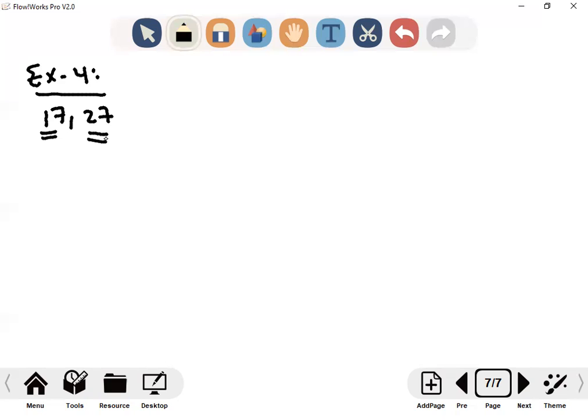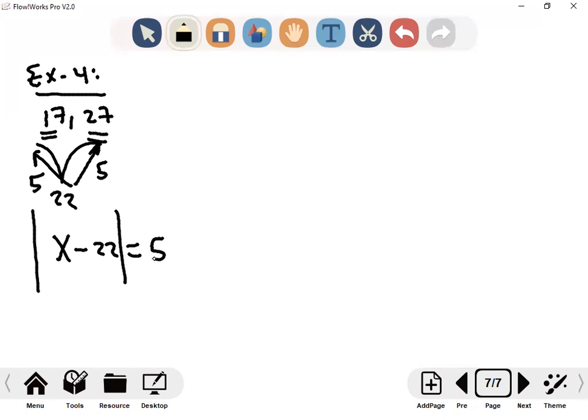Yeah, I want the middle number between 17 and 27. To know the middle number between two numbers, add them and divide on 2. If you add and divide on 2, the middle number is how much? Now, how much is the difference between each one? 5. So the equation will be absolute value of x minus 22 equals 5. Done. Now let's solve it to see if we will have these two solutions or not.